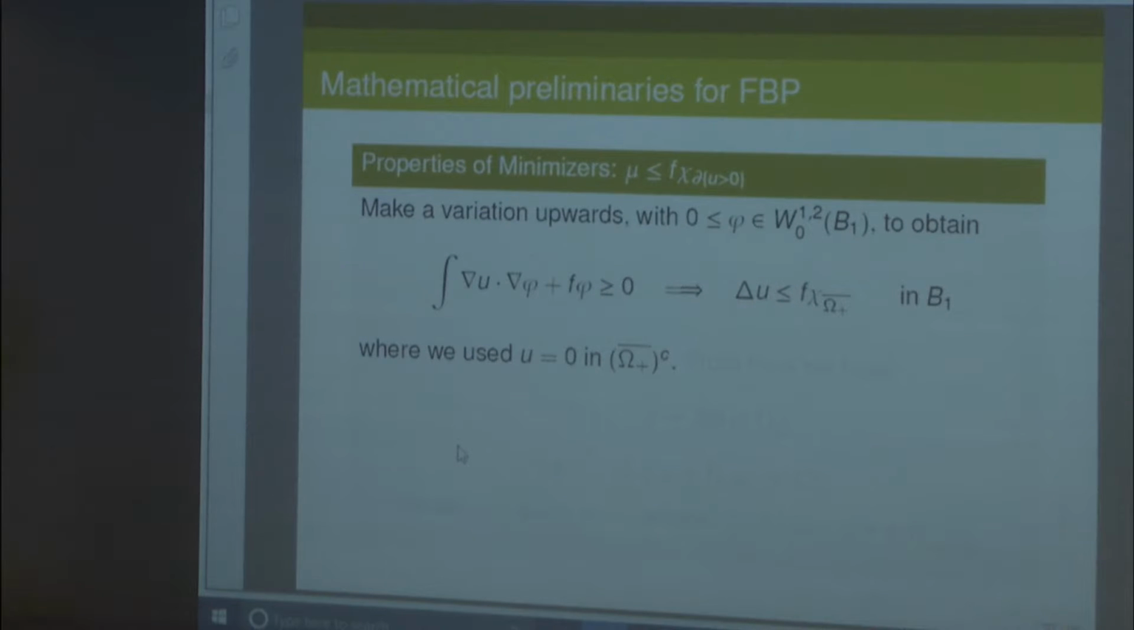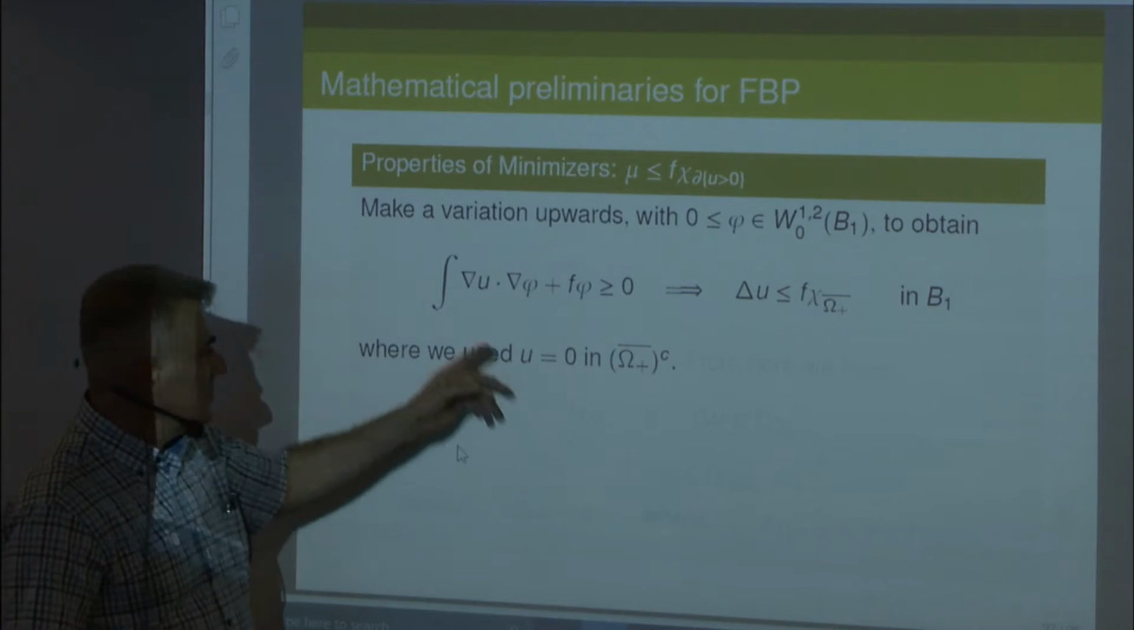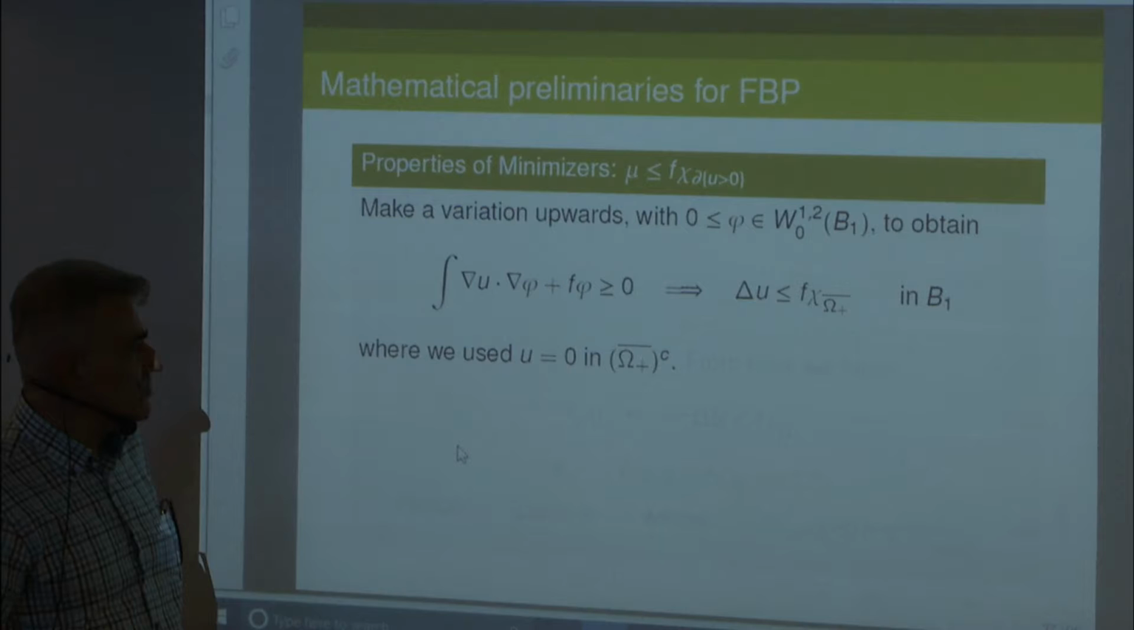Okay, I told you about variations upwards. So you can make a variation upwards. Always the picture is you have the obstacle, and you have the possibility of making your minimizer a little bit larger by adding a function to it. So this will not be a minimizer, but the Dirichlet energy will be larger. You're changing your minimizer, you look at the energy of that, and it has to be larger than or equal to. So take any function like this, and you know that this is going to be larger than or equal to 0.